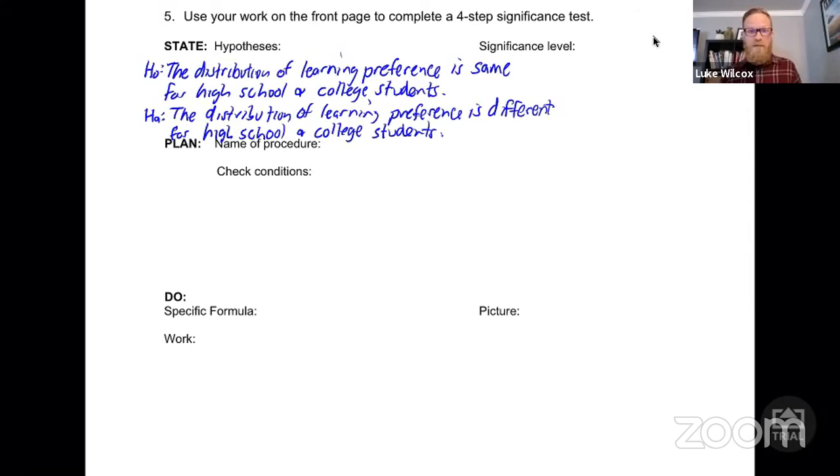Okay, so significance level, we actually weren't given a significance level here, and by default, we will go with the alpha level of 0.05 for our significance level. In terms of the name of the procedure, this is a chi-squared test of homogeneity.